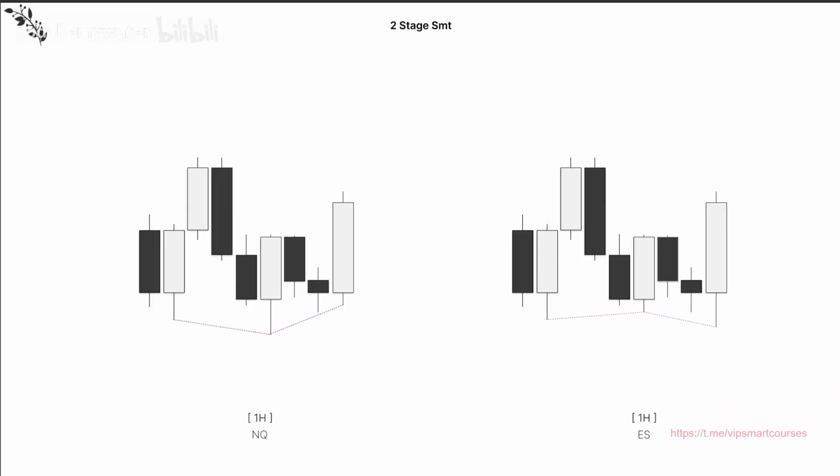Hello everybody. In this video we will be discussing advanced cracks and correlations. Let's get right into it. So in this slide we'll be discussing two-stage SMT.